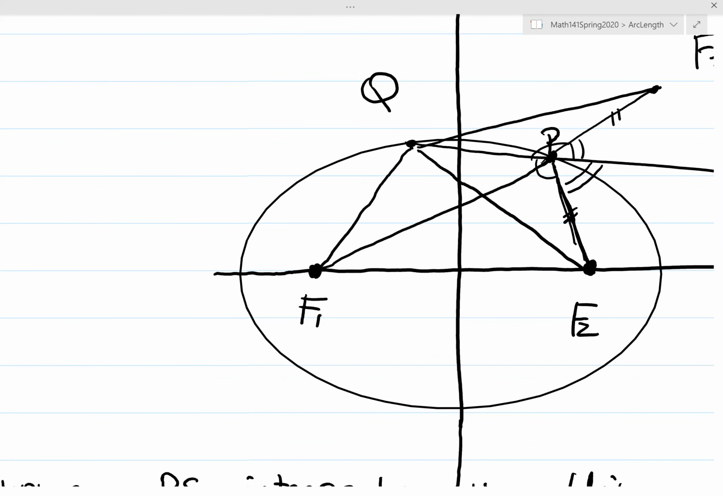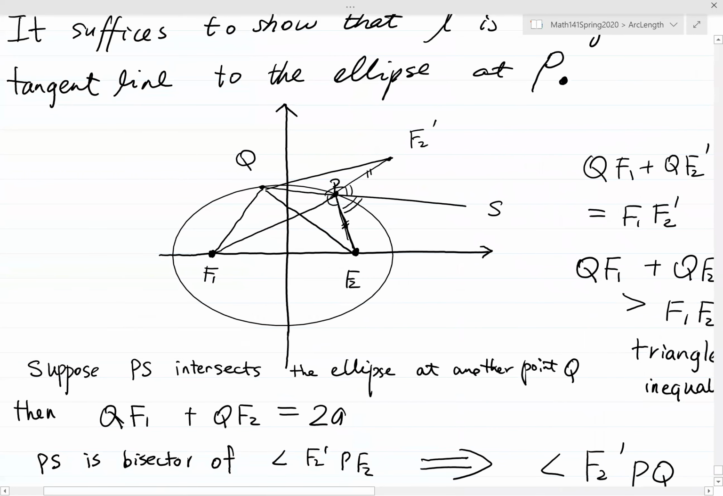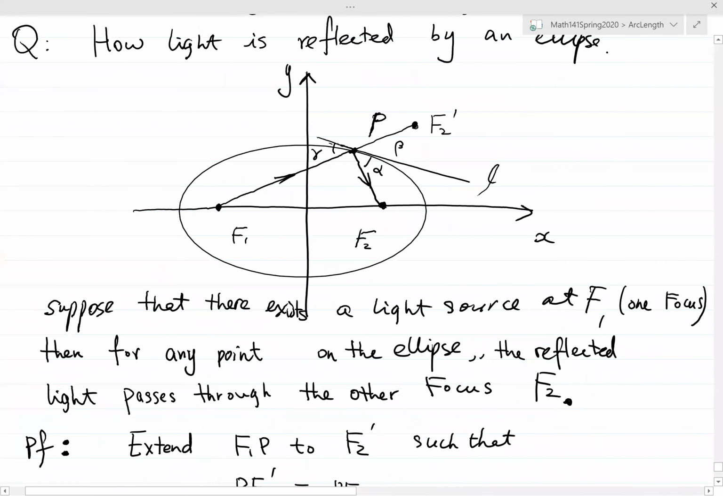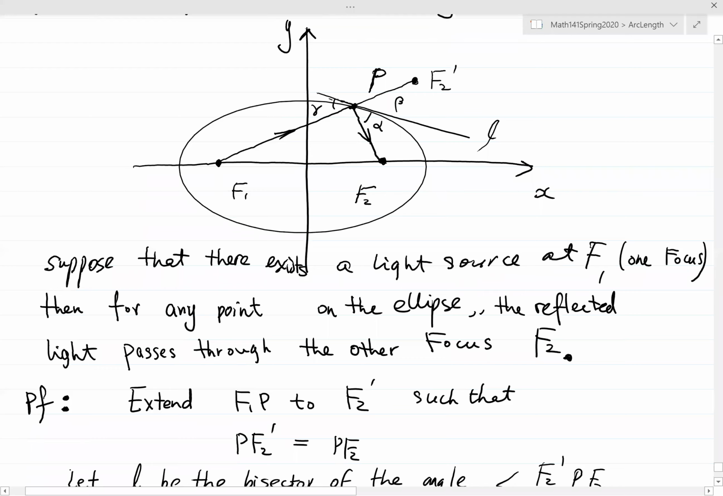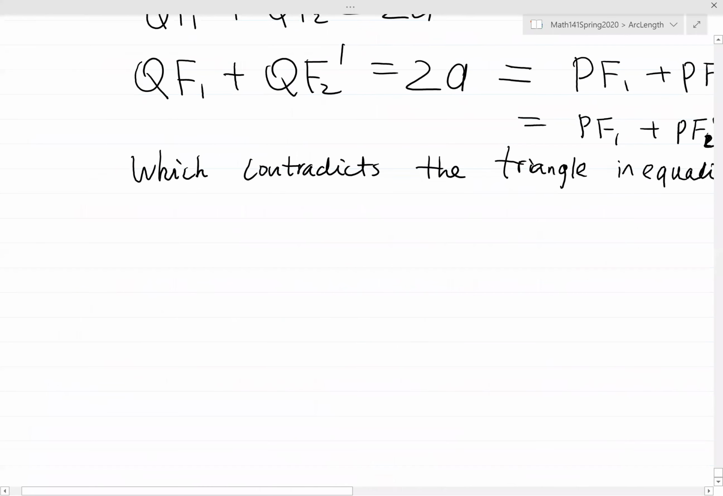So, theorem. The conclusion is, if we put a source of light at one focus of this ellipse, then the reflected light passes through the other focus. Okay, this is a nice property.